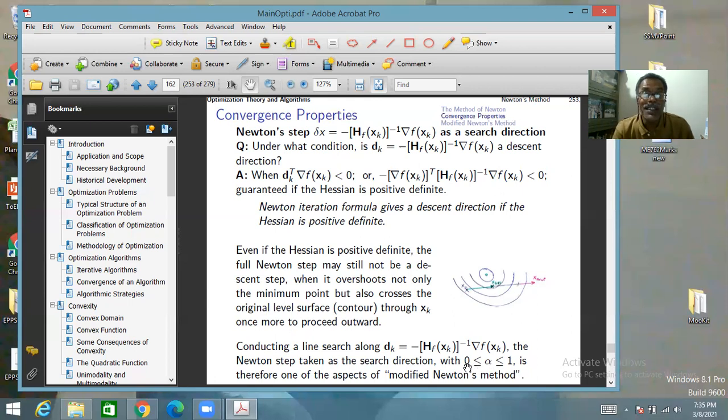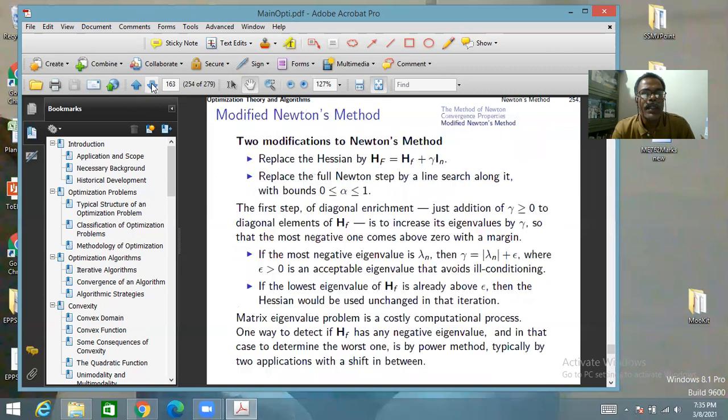In this case, the line search has not only a lower bound but an upper bound also, which is unusual, not in every case. So this line search is one aspect of what we study next, that is modified Newton's method. Newton's method as it is is unreliable because it does not have global convergence. So we have to modify it, and this will be one modification. There is another modification to ensure that the Hessian is positive definite. That's not very difficult.